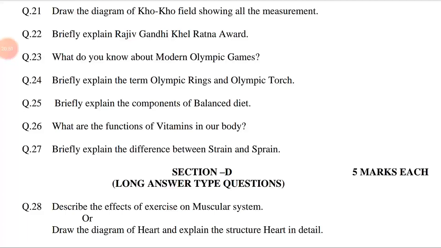The answer may be, first of all, draw the diagram of Kho play field with the help of pencil, scale and other needed equipment. Then write all the measurements of the play field, such as length, breadth of play field, free zone area, height of the poles from ground level, thickness of the poles, etc.